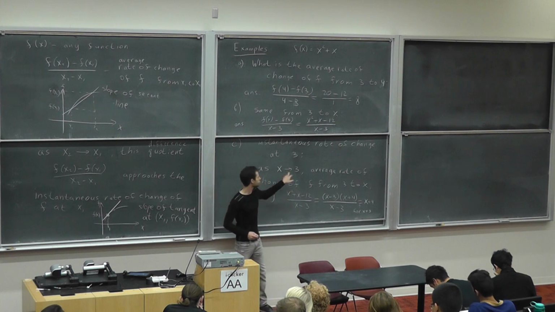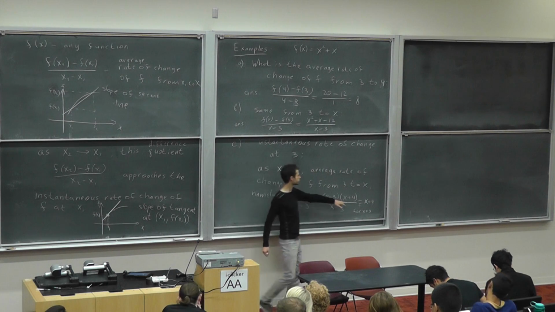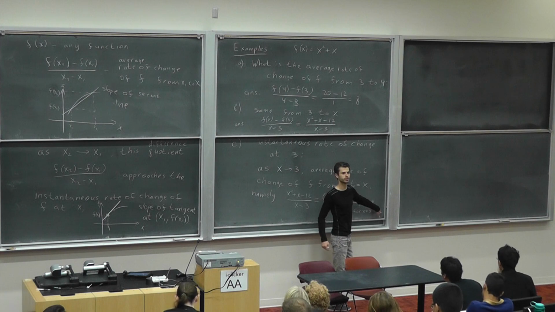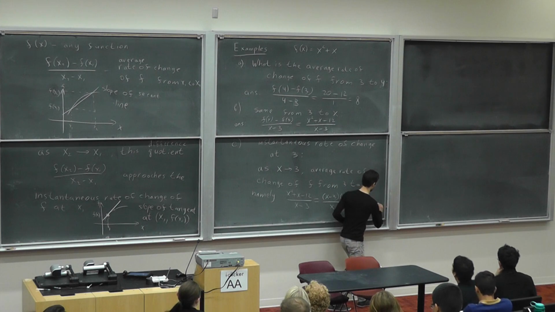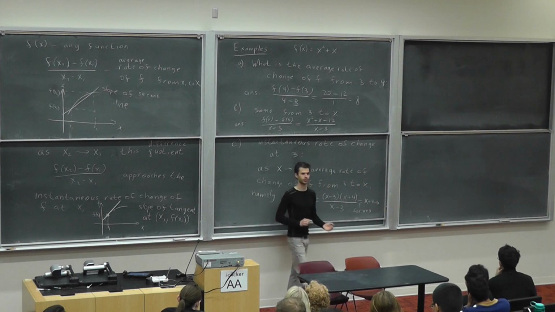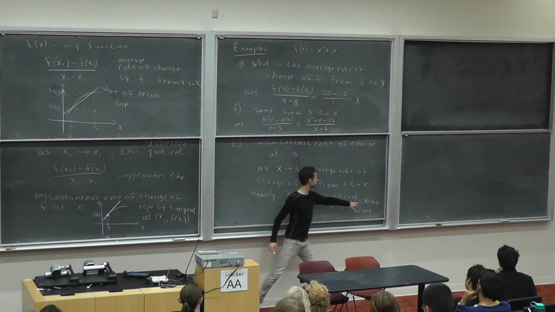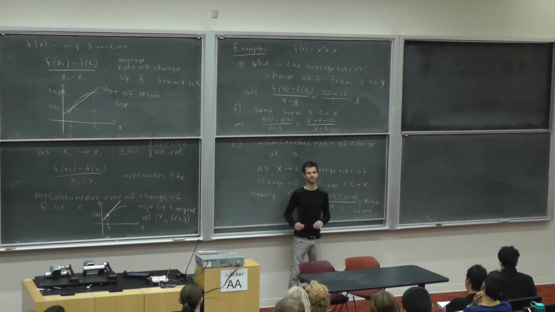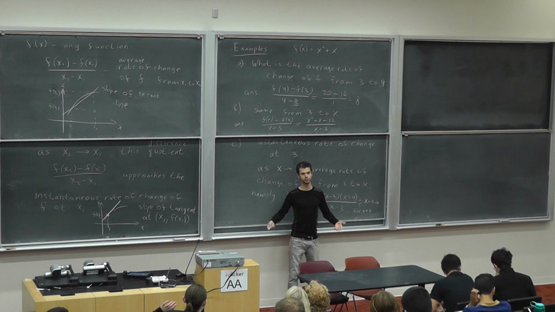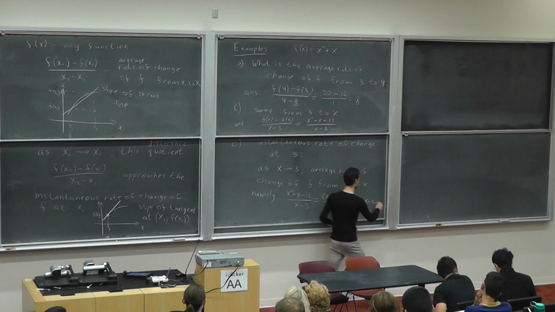Now, as x approaches 3, I can argue what happens to this expression, x plus 4. It approaches a number. What number? So when x is close to 3, what can you say about x plus 4? It's close to 7. Yes, of course.